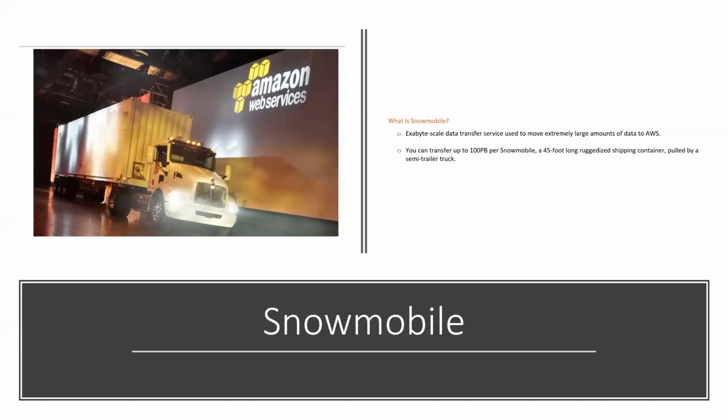Can anyone tell me, a random guess is also fine, how much time will it take if you normally transfer 100 petabytes of data from your on-premises to the cloud or any network? I'm saying that you have a 10 gigabit dedicated network connection also coming. 10 gigabit is very high speed. So with a 10 gigabit dedicated connection, how much time would it take to transfer this data?